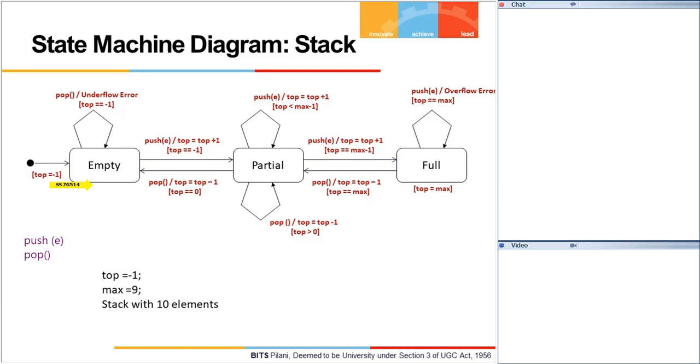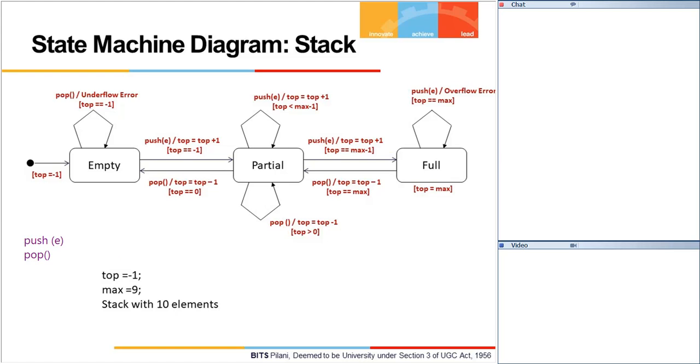This is a very good example of depicting the state machine diagram of objects. You would rarely find somebody depicting a state machine diagram of a stack, but here you can very clearly understand how a state machine diagram can be depicted. A stack depicts three important states: empty, partial, and full, and only two events: push and pop.